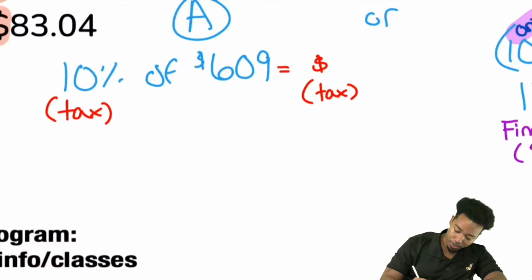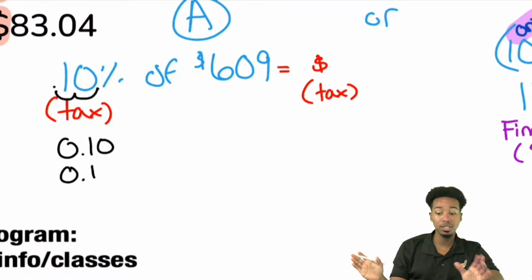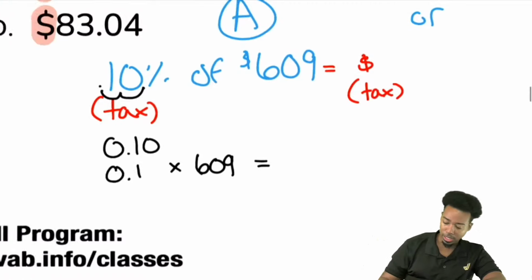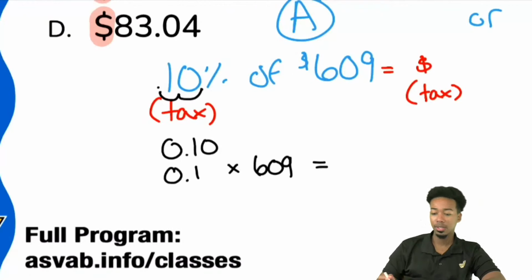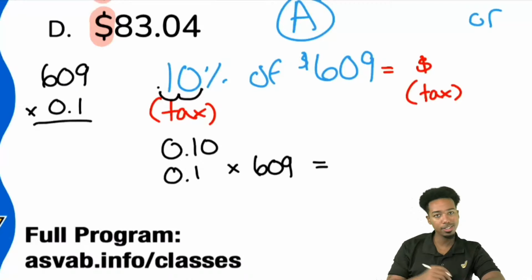And so remember, starting from here, 1, 2, boom, 0.10, which is the same thing as 0.1. They're the same thing. And so we will multiply that by 609, and let's figure out what that is. This is going to be pretty straightforward here because we're going to have 609 multiplied by 0.1. Let's get that work in.